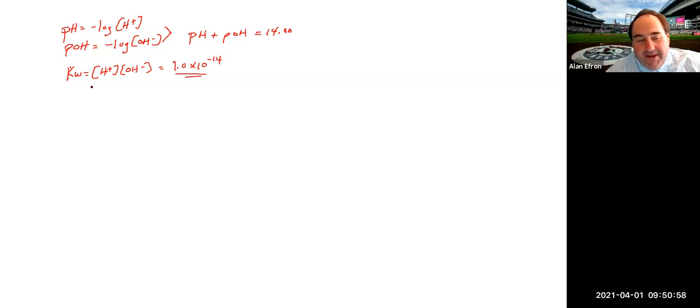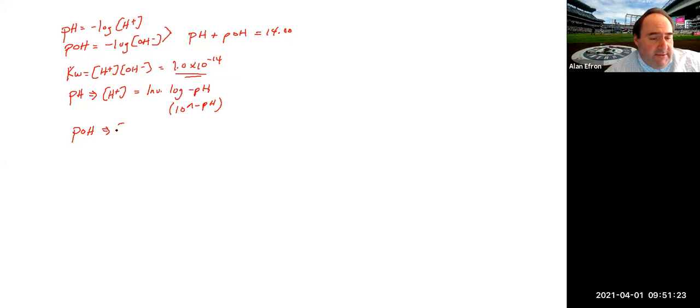Now, if we have the pH, we can calculate the H plus concentration from it by taking the inverse log of the minus pH. That is a 10 and a caret on your calculator when you do that. We also have the pOH, which allows us to get to the OH minus concentration, really the same calculation, just using the pOH in that case.